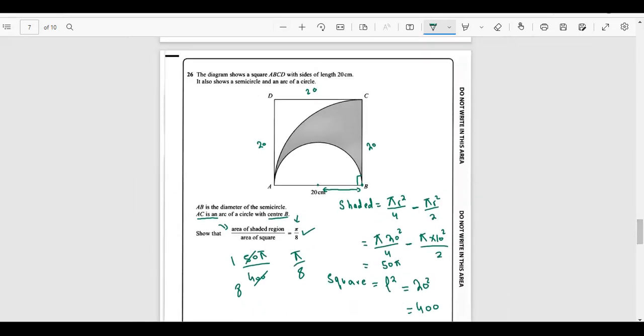Yes, any doubts with this one? Anyone who was not able to understand this? No, ma'am. Okay, all right.